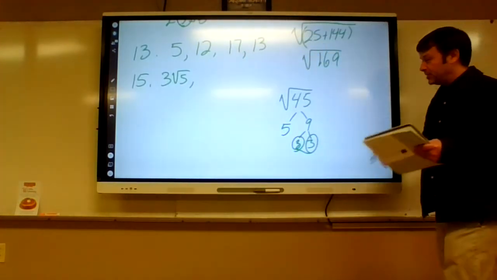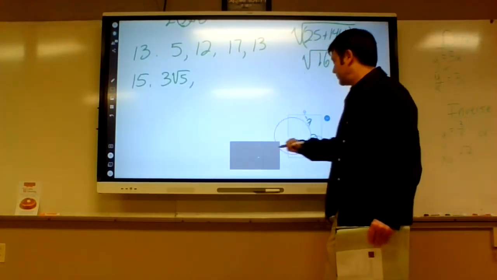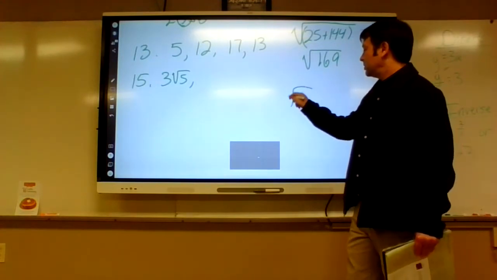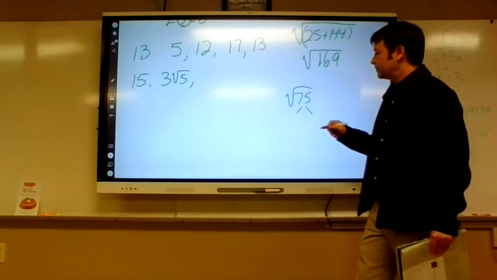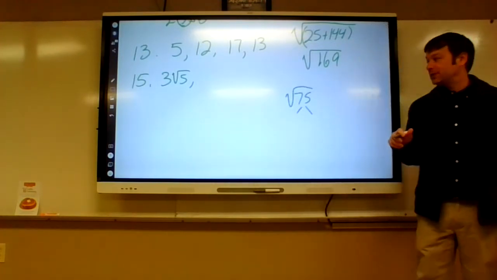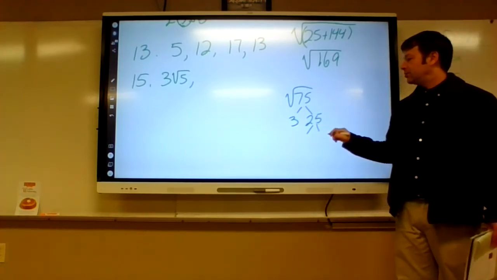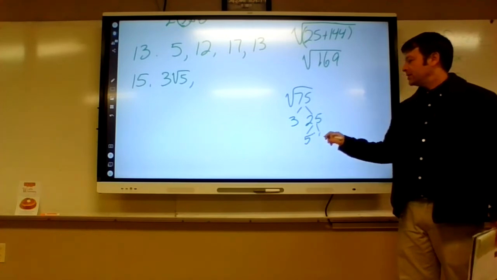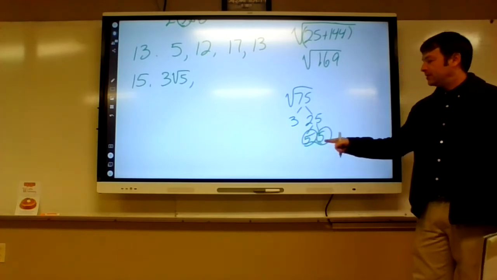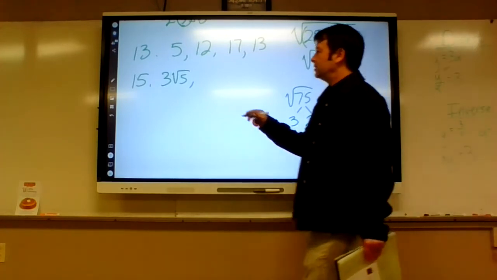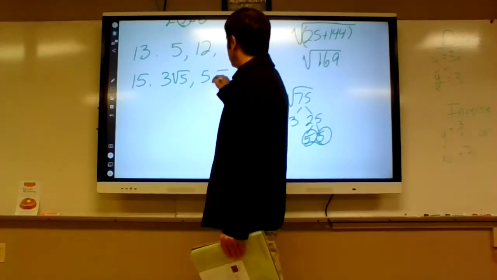Okay, the next one is square root of 75. And what goes into 75? How many quarters in 75 cents? 3. And 25. So it's going to become 5 square root of 3. Kind of opposite them.